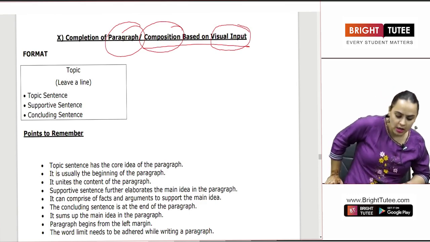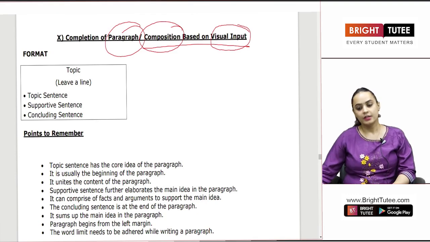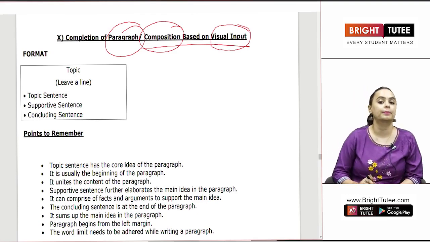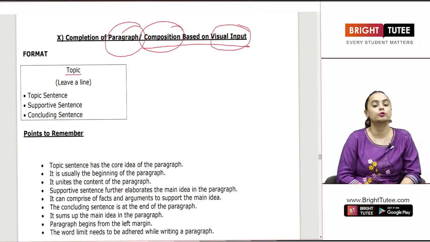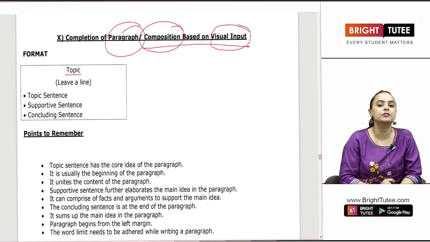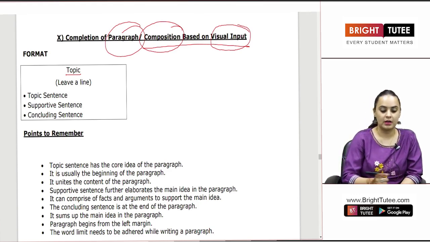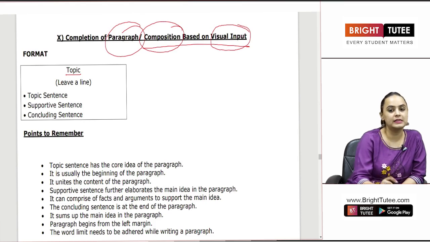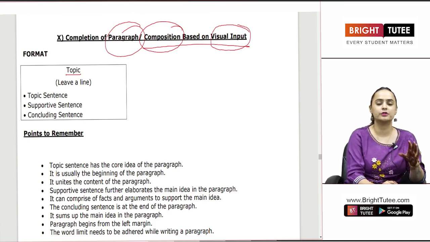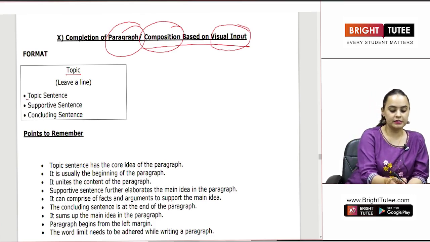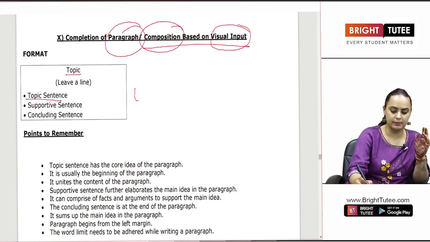Whenever we are writing a paragraph or a composition, the first thing to write is the topic. The topic on which the paragraph is being written, or the topic on which you are describing the visual, the picture, the sketch, that topic also you will write on the top. After you have written the topic, you will leave a line, and then in 3 small paragraphs you are going to complete it. If you want, you can actually write this in one single paragraph only.